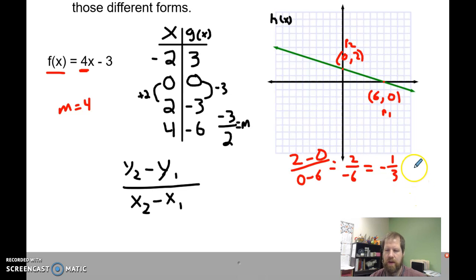Now I've got my three slopes. I know that this has a slope of negative 1/3, this has a slope of negative 3/2, and this has a slope of 4. Now I'm going to compare those. Basically all I'm saying is which one's less, which one's more. I would say my greatest slope is this guy right here.